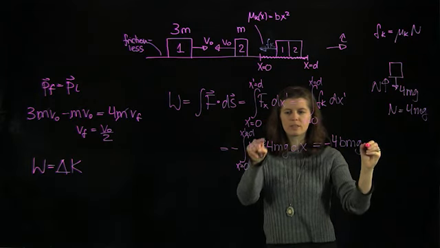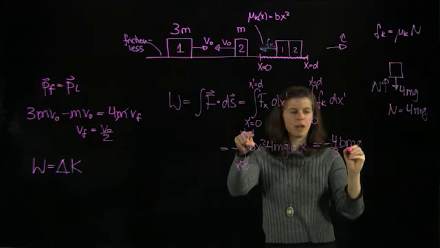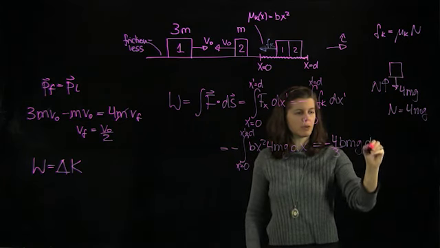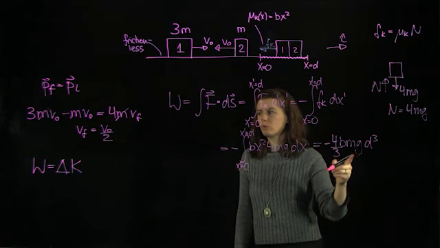If we integrate that, we're going to get minus 4b mg, and we'll integrate this one. So that's an x cubed over 3. And we're going to plug in this value here, so we're going to get a d, and that second term falls away. So we are left with a d cubed here. So this is our work.